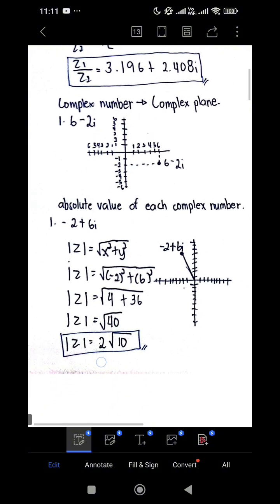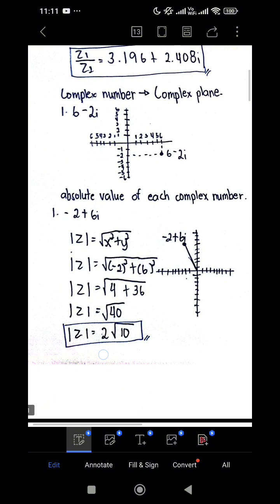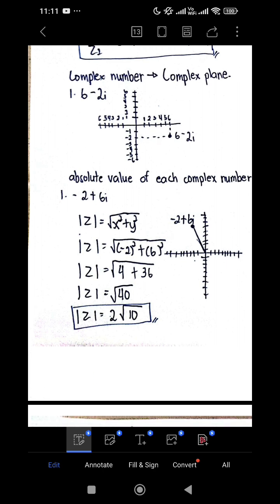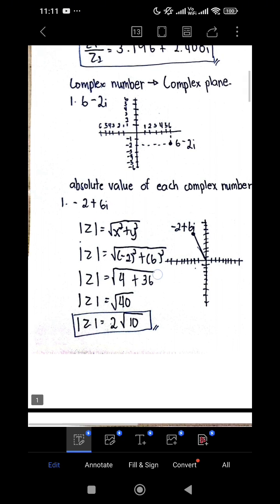The next is the absolute value of each complex number. Number 1, the given is negative 2 plus 6i. The formula is |z| equals the square root of x squared plus y squared. We will use this formula a lot, so it's better to remember it. Then we substitute the values. So we get the square root of negative 2 squared plus 6 squared. Then if we square it, we get the square root of 4 plus 36.